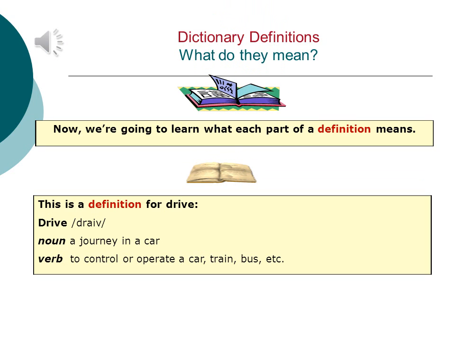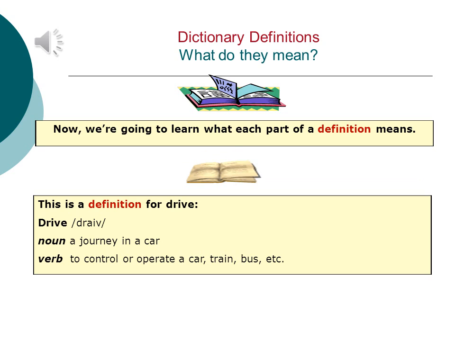Now let us see what each part of a definition means, especially the most important definitions that you need to know when looking up a word in a dictionary. The following is an example for the word drive, which is written between two slashes, because the dictionary I'm using uses slashes for showing you how to pronounce the word.